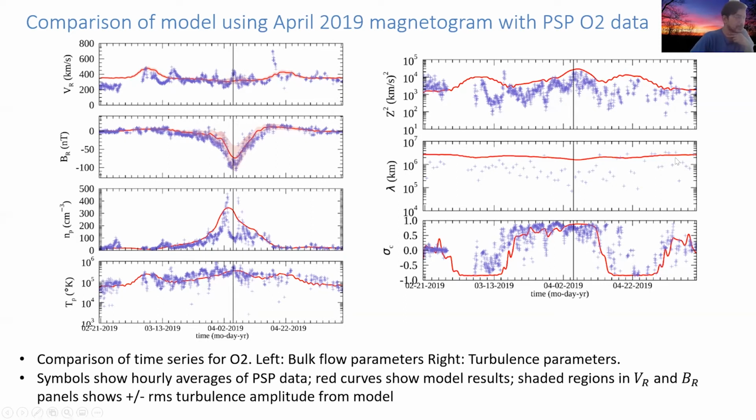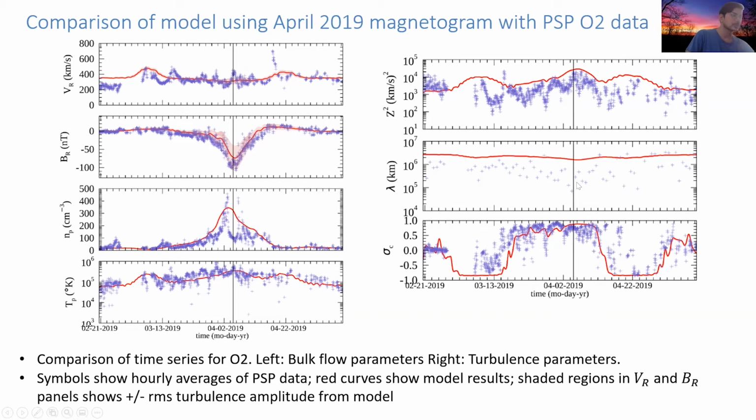And here you're seeing a problem, because you generally expect that the correlation scale becomes smaller as you go closer to the sun. In the model, it goes down by a factor of 2 by the time you get to perihelion, but in the observations, it decreases by almost an order of magnitude. I won't be able to get into too much detail, but we think this might be because of a sampling bias in PSP observations.